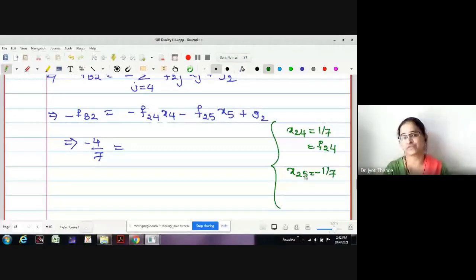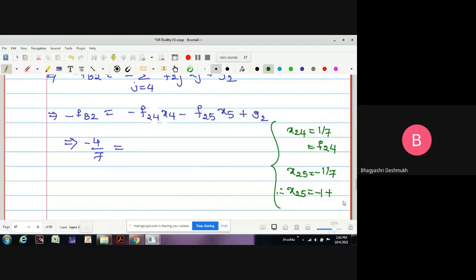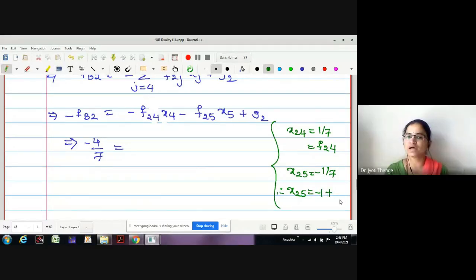Then what does the algorithm say? Try to express this negative fraction as negative integer plus positive fraction. How can we do this for this number minus 1 by 7? If I want to write it as minus 1 plus something, minus 4 plus, minus 6 plus. Okay, minus 4 plus.